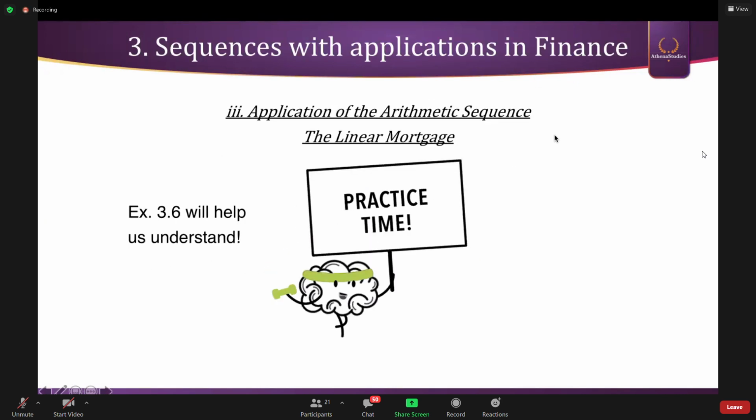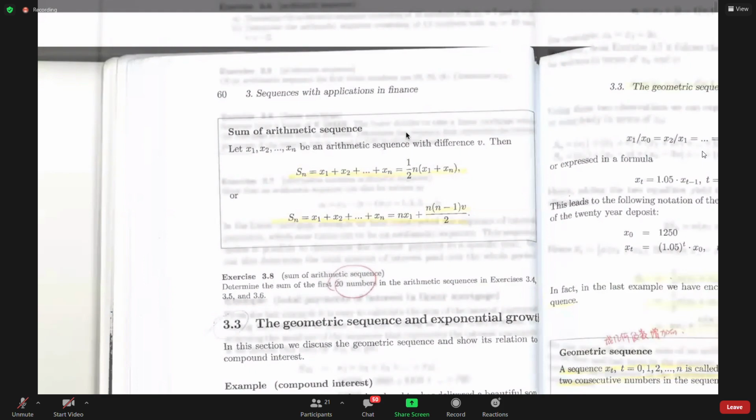Okay. So if there are no more questions on what we have done now, we will move on to an application of the arithmetic sequence, which is the linear mortgage. And we will use exercise 3.6 from the book to understand what this application is all about, because there are no actual formulas or rules that we follow. So we'll simply apply it directly on an exercise. So let's see, exercise 3.6.